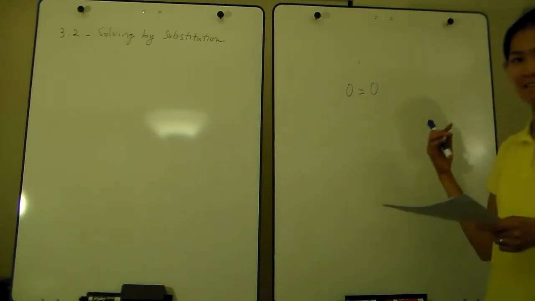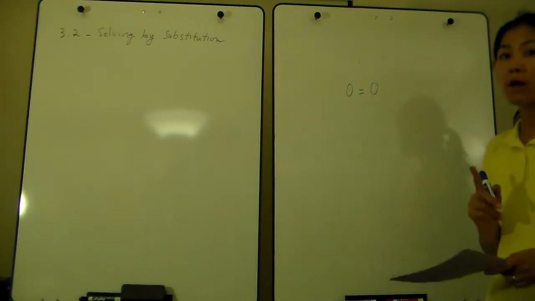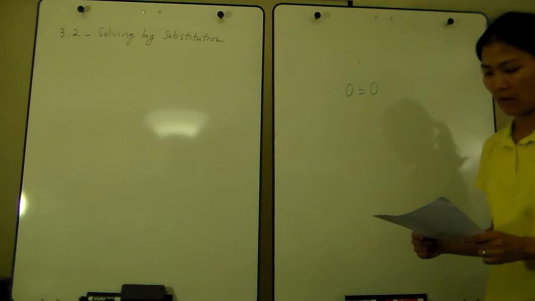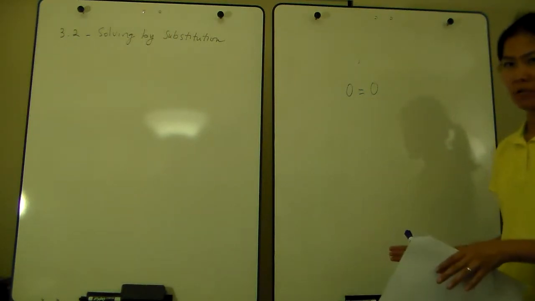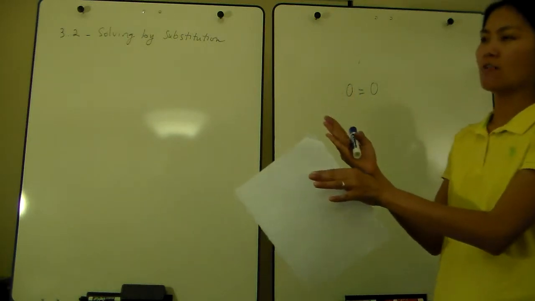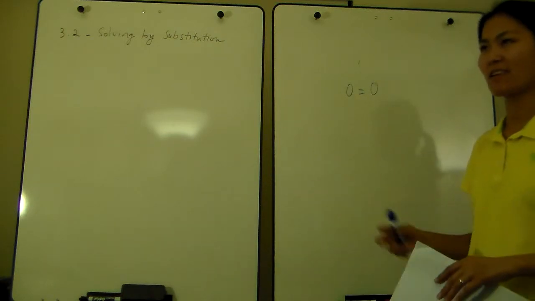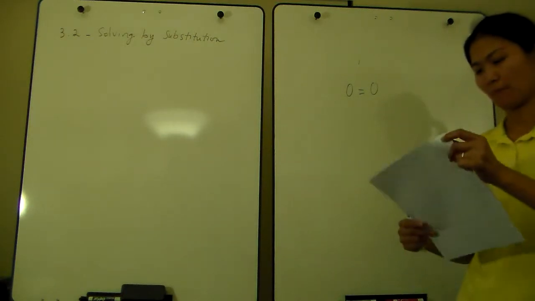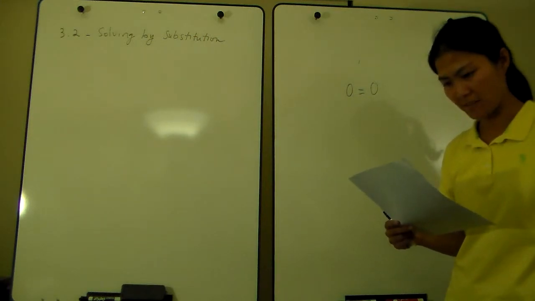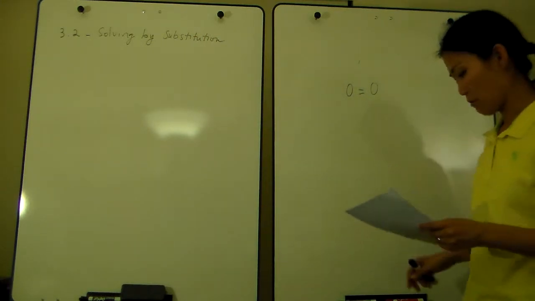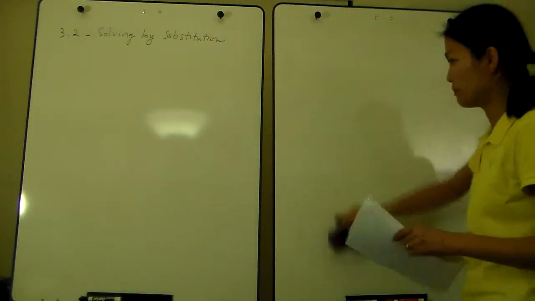And the system is consistent. Remember, consistent means the system has at least one or more solutions. And the equations are dependent. Dependent means the two equations are on the same line, or they represent the same line. So those are the special cases. Now I will start with example 2 on page 254.